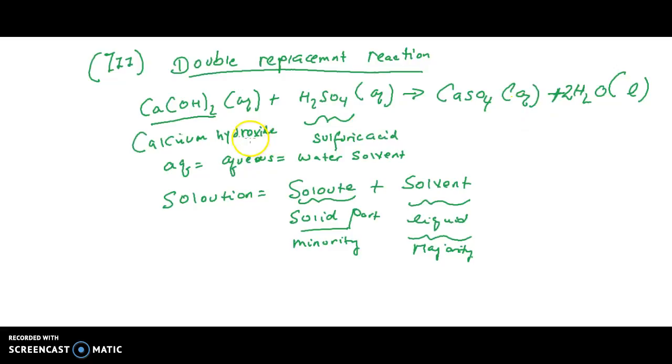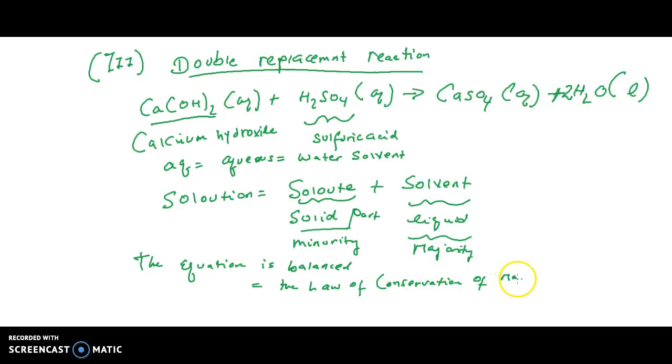Now, as far as oxygen is concerned, we have 2 oxygen here. We have 6 oxygen and we have 6 oxygen, so the equation is balanced. When the equation is balanced, you say that the law of conservation of mass is applied or implemented.